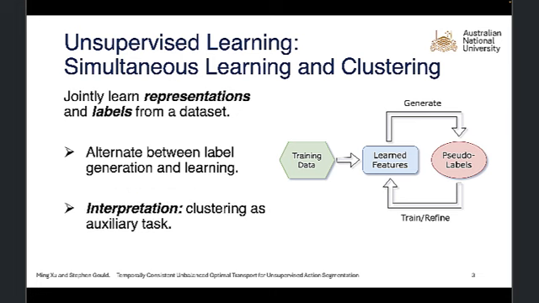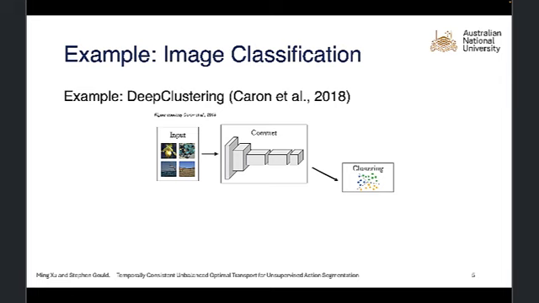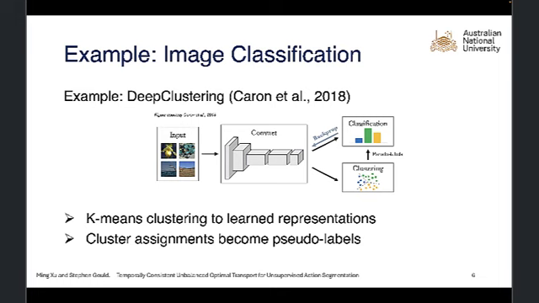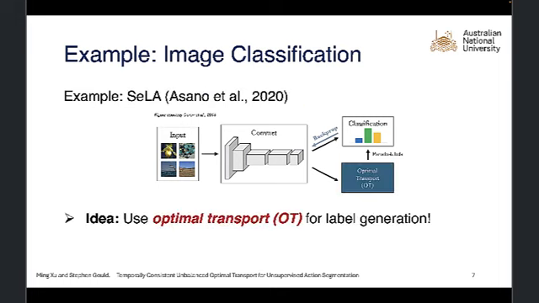And there might be some interpretation that we're really solving an auxiliary task based on clustering. And a fundamental question, a very important aspect of these algorithms, is how we generate the pseudo-labels. So here's an example. This is reasonably well known, the deep clustering paper, where we are encoding images through a ConvNet. We cluster the learned representations using k-means. And the cluster assignments become the pseudo-labels, which is then used to train the network.